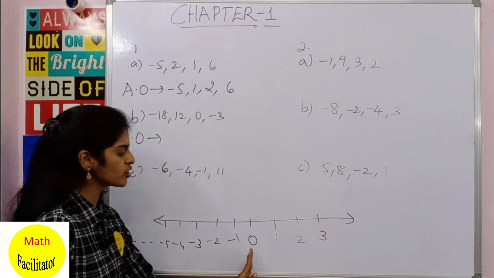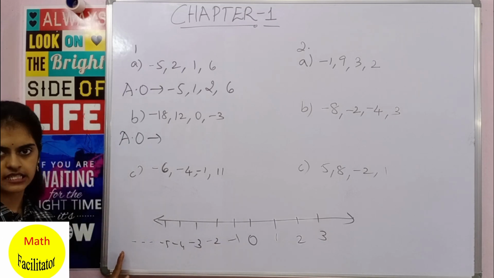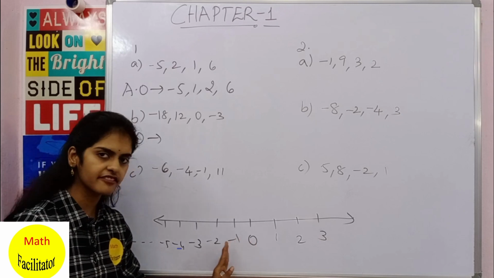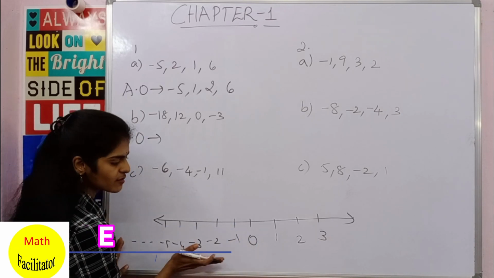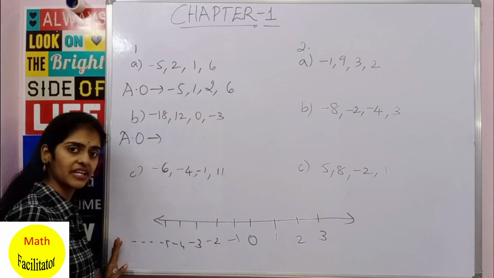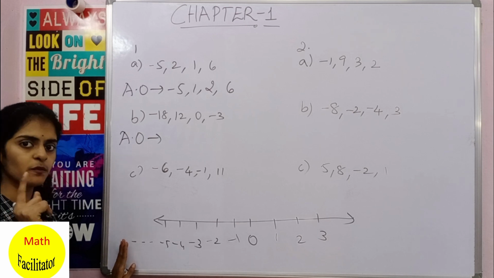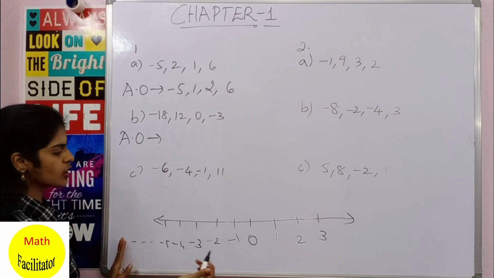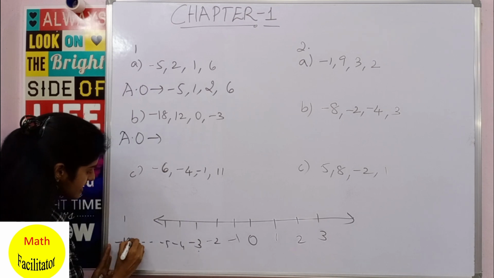Now as you move to the left on the number line, the value of the numbers decreases. As you move to the left on the number line, you find smaller numbers. As you move to the right on the number line, you find bigger numbers. This I have explained in the introductory video. Please check the introductory video before solving the problems.